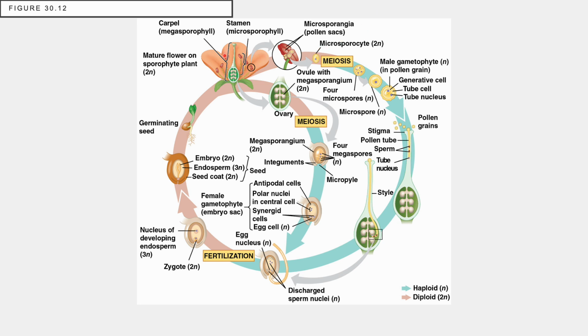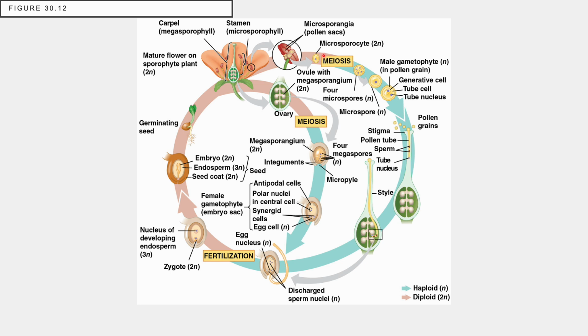We have our 2N sporophyte plant. So this is a flower that might be residing upon a much, much larger tree, but these are the reproductive bits. So we have the stamen and the carpel. From the stamen, we have the microsporangia, and within there, if we took a cross-section, we'd see the pollen sacs, and they would release the microsporocytes, which are the 2N generation. That would then undergo meiosis to create 4 microspores.